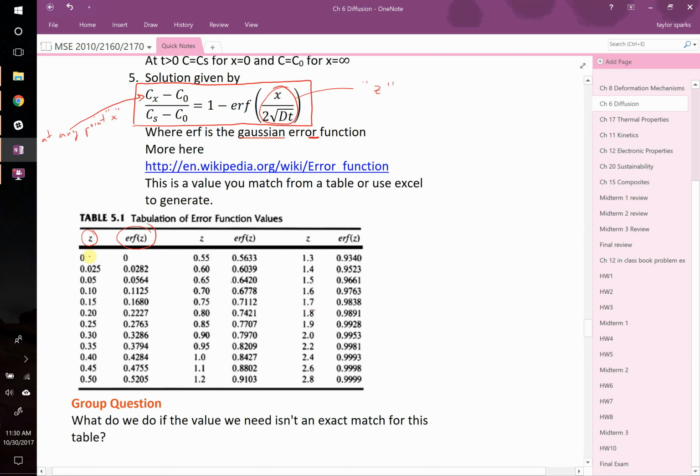However, it only gives it to you at discrete values, at a bunch of individual points. It doesn't give it for any arbitrary point. So for example, what if you wanted a value between, say, these 2 points? What if your value of z was 0.18, right? How do you know what the error function of z is?